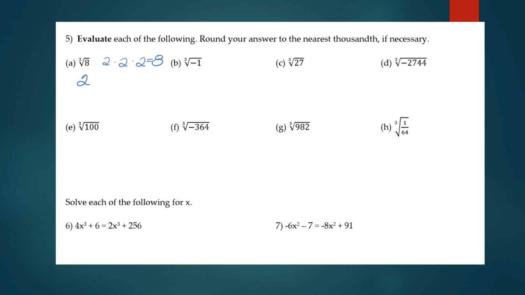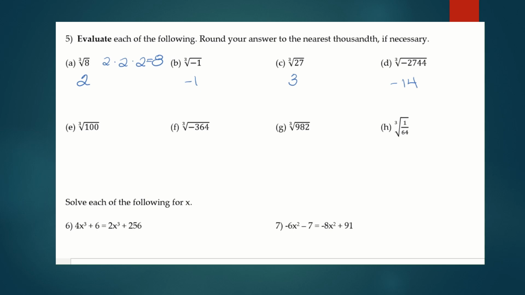The cube root of -1, so same thing, 3, second, that little caret or up arrow in between pi and x squared, -1 gives us -1, because -1 times -1 times -1 is -1. The cube root of 27, again plugging that into our calculator, we get 3. And the cube root of -2,744, again 3, second, that caret key, -2744, enter, and you get -14.